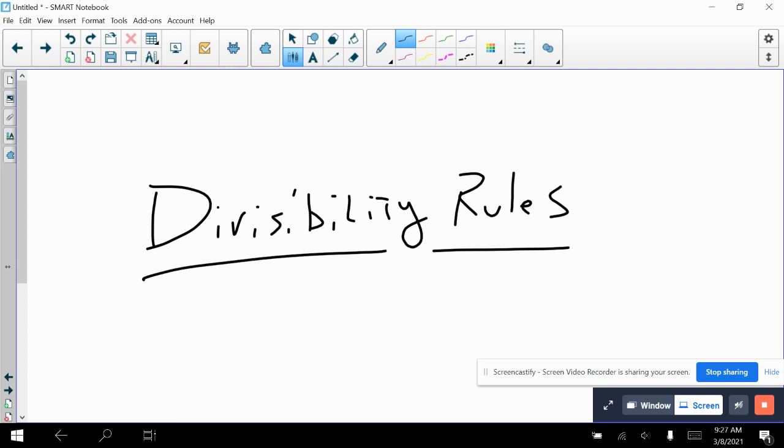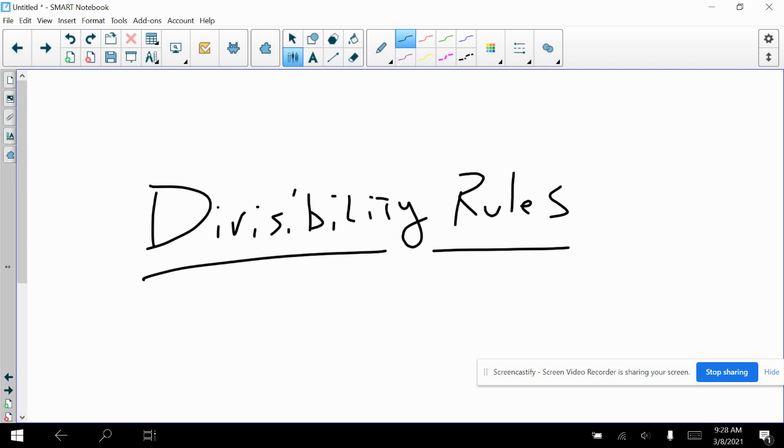Divisibility rules. Okay, so the definition of divisibility rules are finding the numbers that go into numbers evenly. For example, like 2, 3, 4, 5, 6, 7, 8, 9, 10. Do those numbers go into larger numbers evenly?